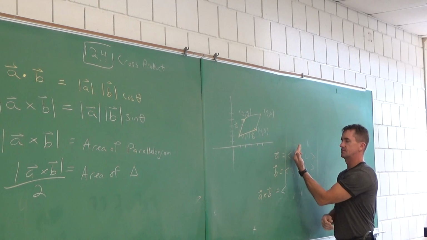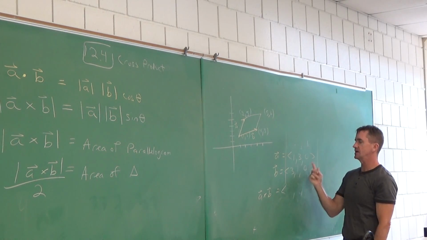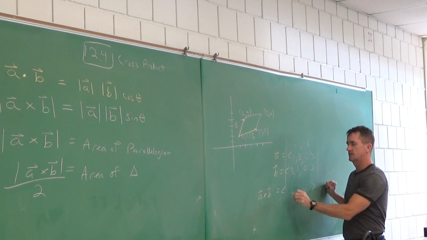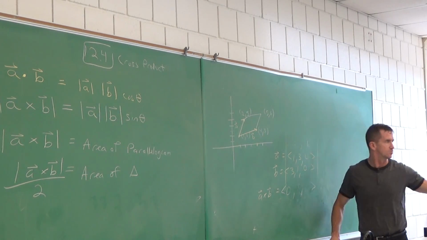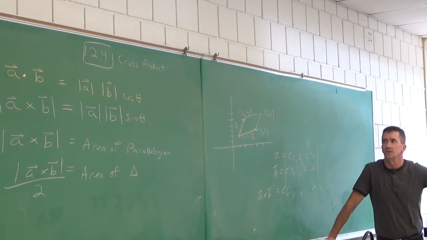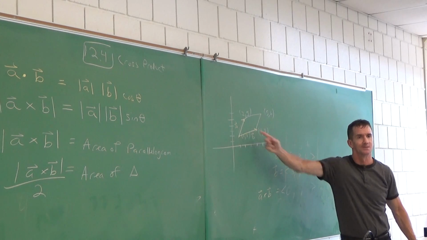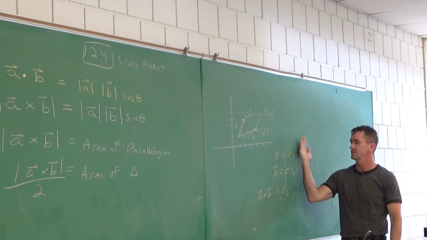What about the first column? 3 times 0 minus 0 times 1. 0. Now when I get a 0 there, this is weird. You might be like, what, am I going to get an area of 0? Impossible. We can see it has some area. Let's just keep going.